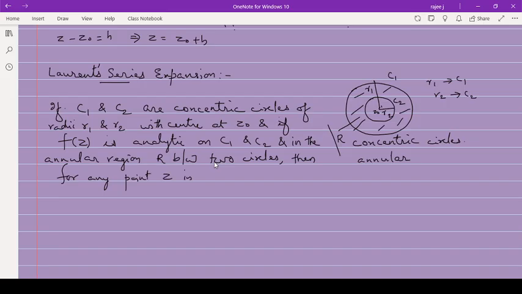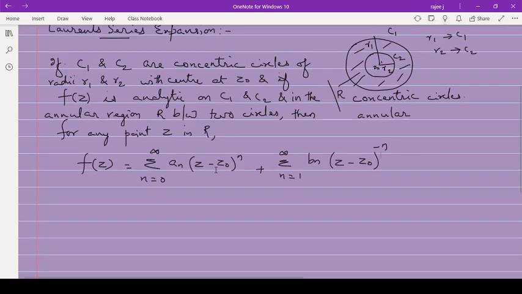for any point z in this R, we can define f of z equal to summation n equal to 0 to infinity a_n (z minus z0) raised to n, plus summation n equal to 1 to infinity b_n (z minus z0) raised to minus n. Don't worry, you need not learn this form, you must just know this one.